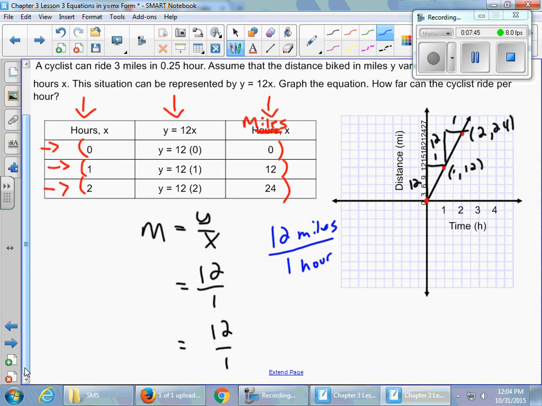So we found that M equals 12 over 1. And M represents the slope of our line, as our line remains constant at 12 over 1. So for every 12 miles you rise, you go over 1. You run over 1 hour.